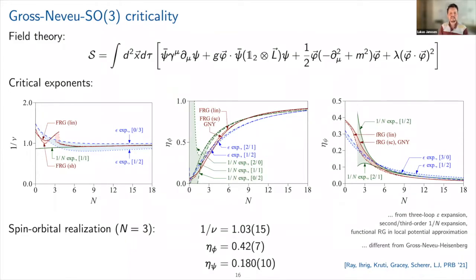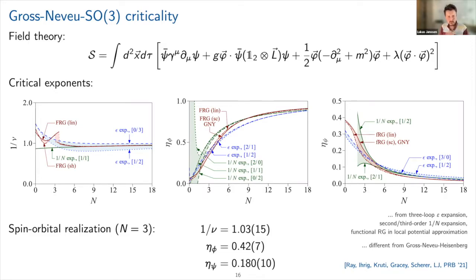It's not really important what these numbers are. It's also not really important what the error bars are. Actually, we're not really sure about the error bars. But the crucial point is that these numbers are different from what you would expect from the Gross-Neveu-Heisenberg universality class. Gross-Neveu-Heisenberg would also be some three-component order parameter field, but because of the different Yukawa interaction, of course, you also get some different exponents.